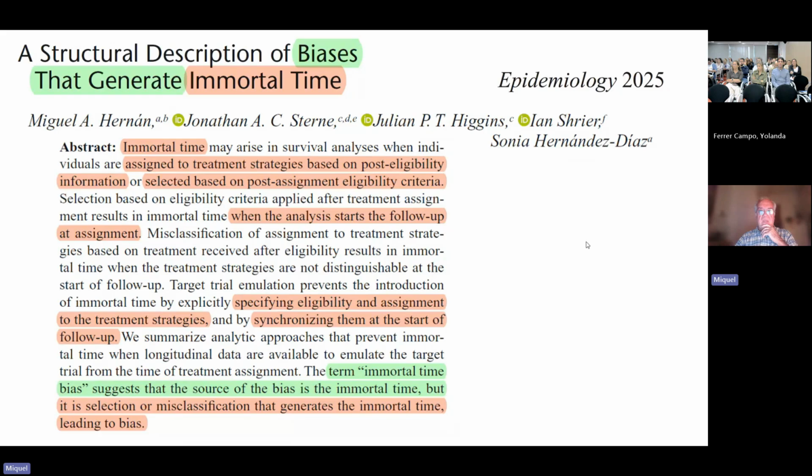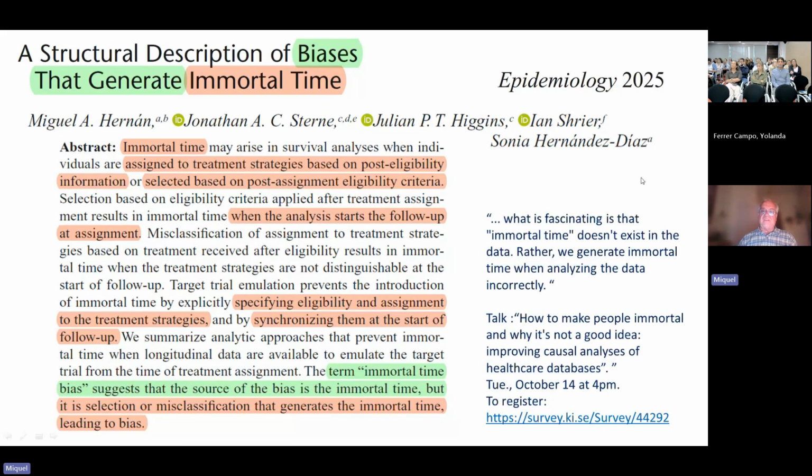Only recently this paper was published, and I was interested in the opinion of Miquel that immortal time doesn't exist in the data. It is us who generate immortal time when analyzing the data incorrectly. All right, very, very pervasive problem. And if you want to know more about it directly from Miquel, please register for the seminar that you can attend online, and that he will be giving next week from Karolinska.